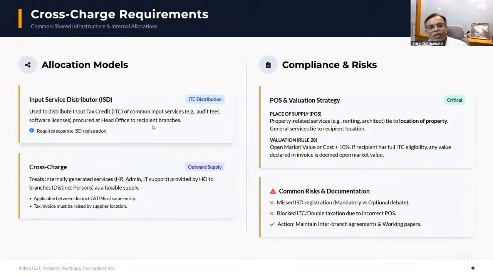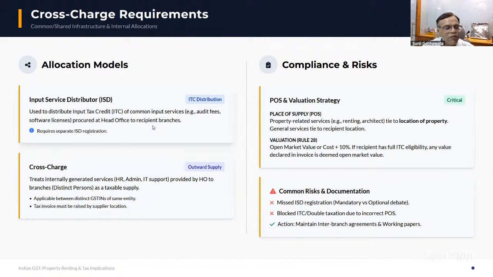And as we are aware, in the last year, ISD has also been made mandatory. And therefore, there's always a question that if my branch is incurring a rental expense and there are no revenues at the branch, how do I bring it back to the head office? Do I use ISD registration or do I do a cross charge? In my view, as far as renting is concerned, the ISD is ruled out because the service is consumed at that branch itself and does not flow to the head office.